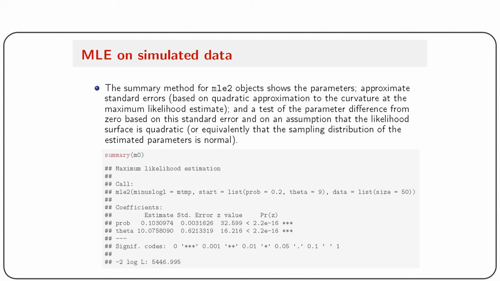So if you get the summary of m0, you will see that for the parameters prob and theta, the estimates are given in the first column. In the second column we get the standard error, and then the z value and p values showing all are significant, and minus 2 log likelihood would be given here.